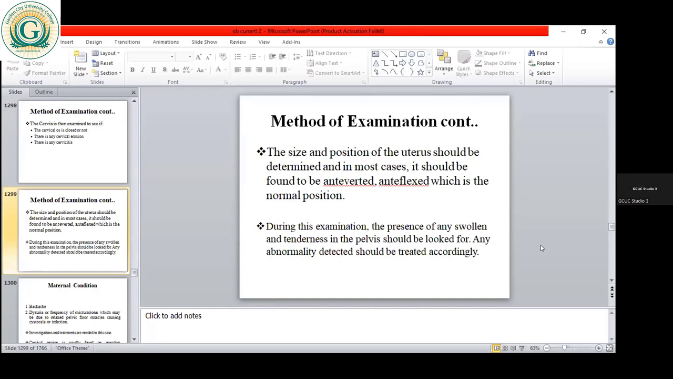Don't forget the uterus anatomy. Is it anteverted and anteflexed? Is it in that position? The presence of any swelling and tenderness in the pelvis should be looked for. Any abnormality detected should be treated accordingly.